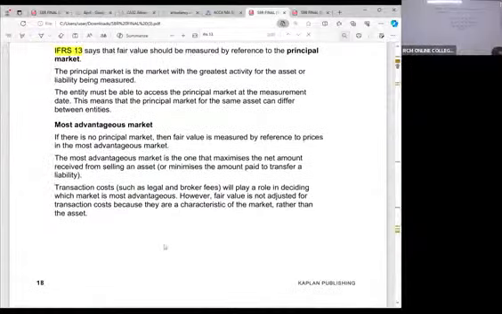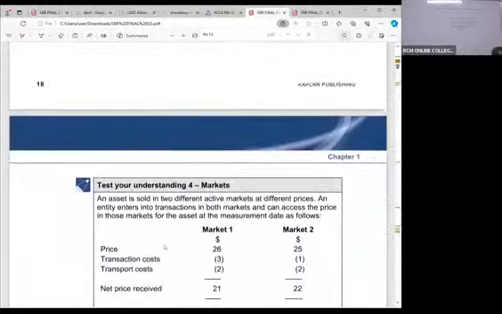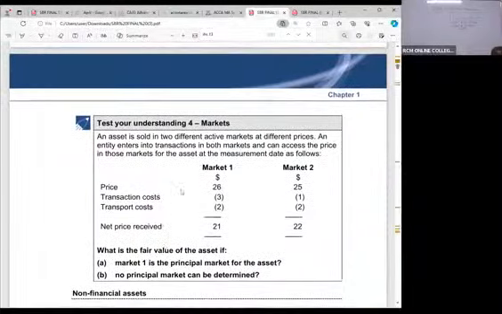For us to understand what we're talking about, we have this example. Test your understanding for market. So we have market 1, then we have market 2. An asset is sold in 2 different active markets at different prices. An entity enters into transactions in both markets and can access the price in those markets for the assets at the measurement date as follows. Price in market 1 is 26, transaction cost is 3, and then we have the transport cost of 2. Then we have the net price receivable. So what is the fair value of the asset if market 1 is the principal market for the asset?